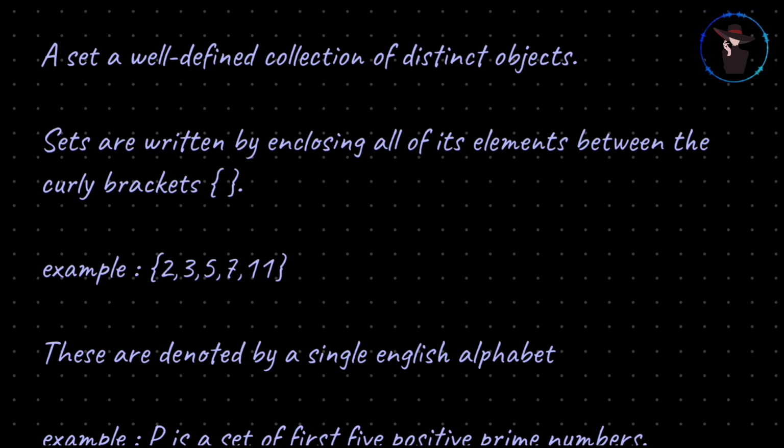So, what are sets? We know that a set is a well defined collection of distinct objects, meaning the objects in it cannot be repeated, right? Distinct. Sets are written by enclosing all of the elements in between curly braces. These are the curly braces. The elements present inside the set are separated by commas. These are known as elements, separated by commas and written in curly braces. So it is known as a set.